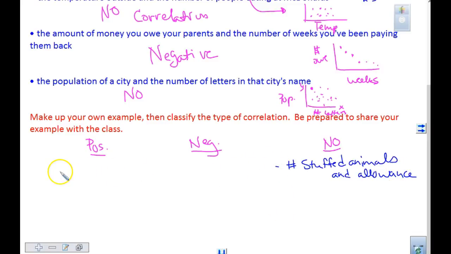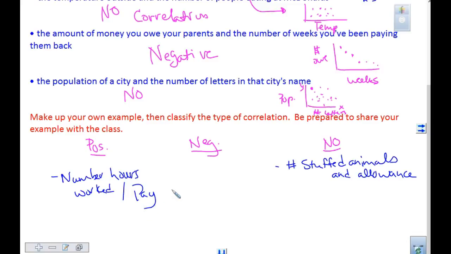Anyone have a positive for me? Positive relationship: the number of hours you work, the more money you make. Number of hours worked and your pay.